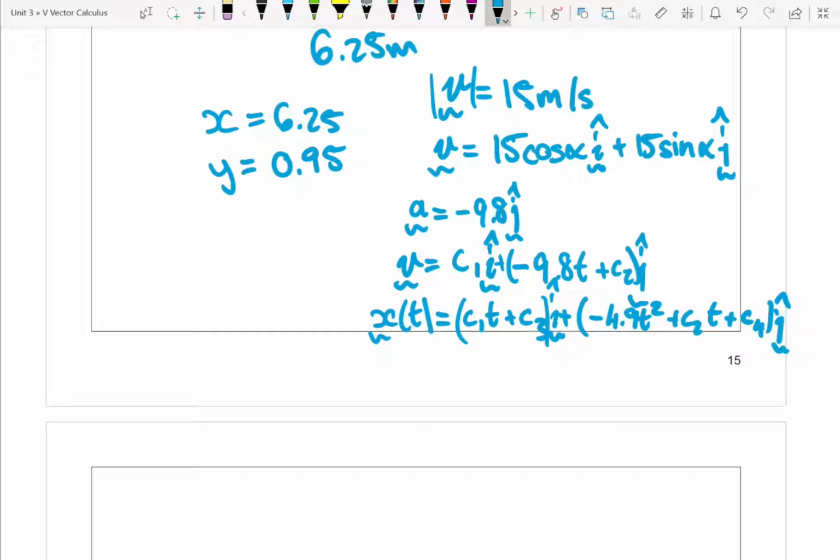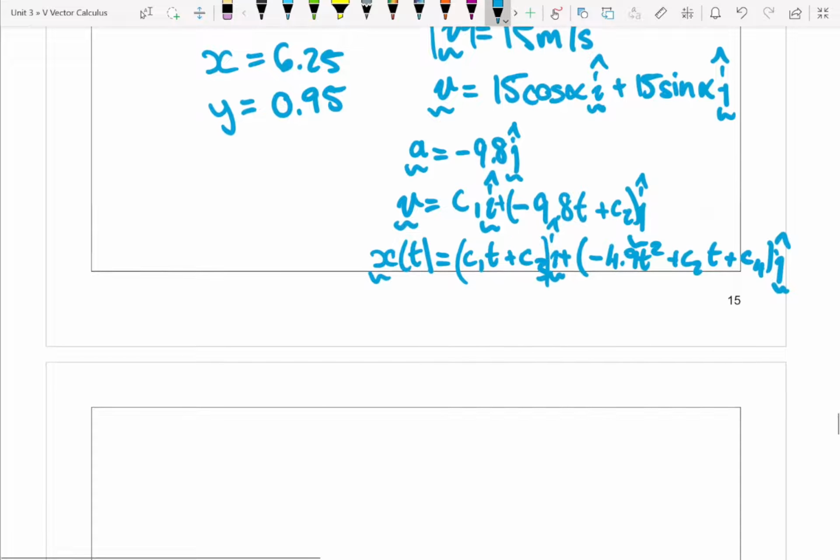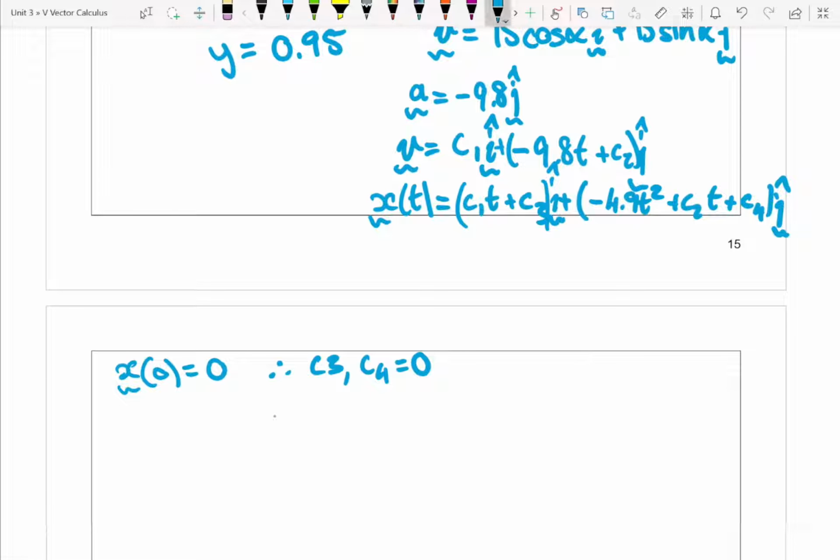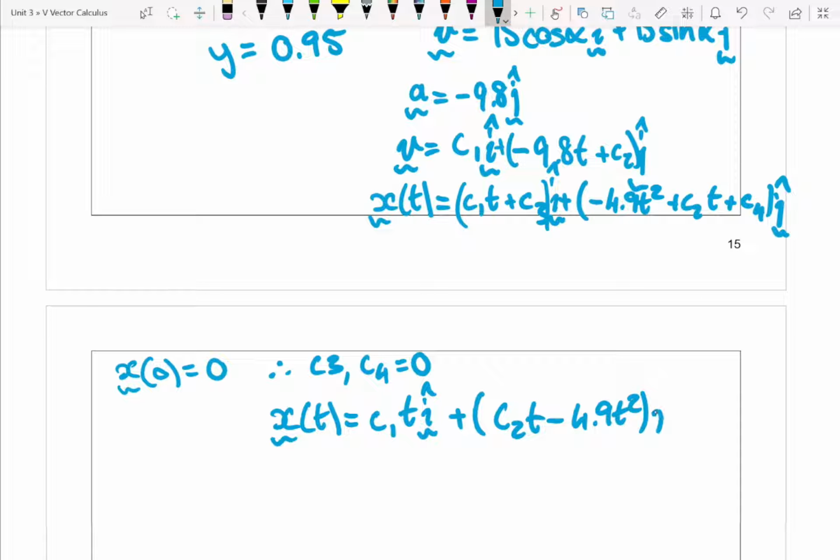So some things that we know from the get-go is that x of 0 is going to be 0. So that cancels out c3 and c4 for us. So because x of 0 is equal to 0, therefore c3 and c4 are equal to 0. So what we're left with is that x of t is equal to c1 t i plus c2 t minus 4.9 t squared j.